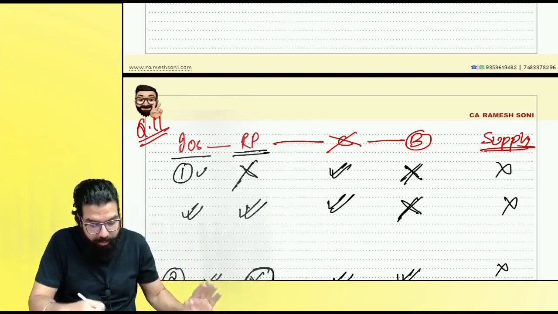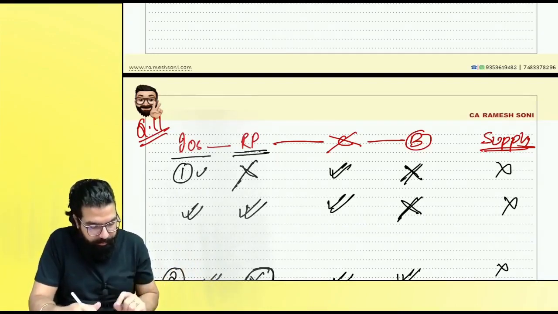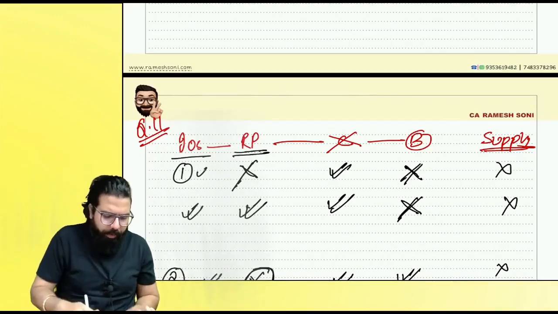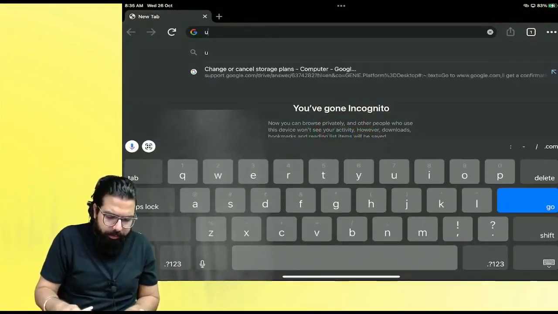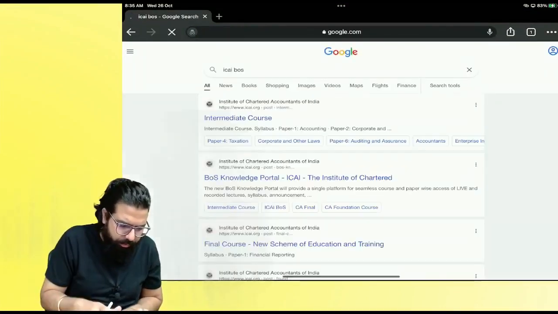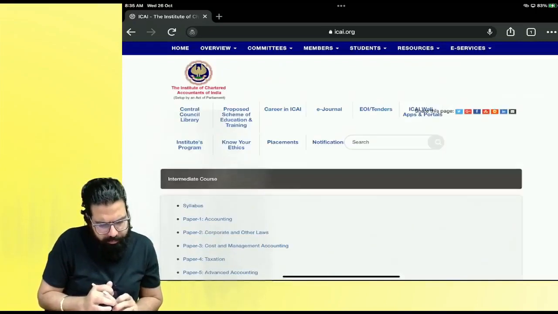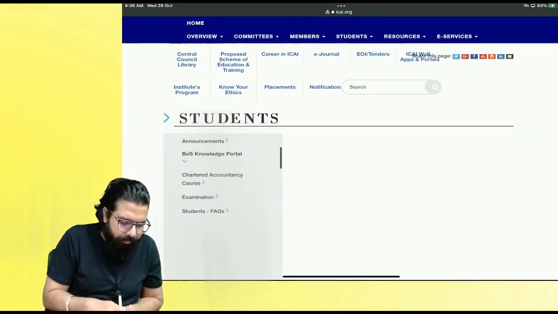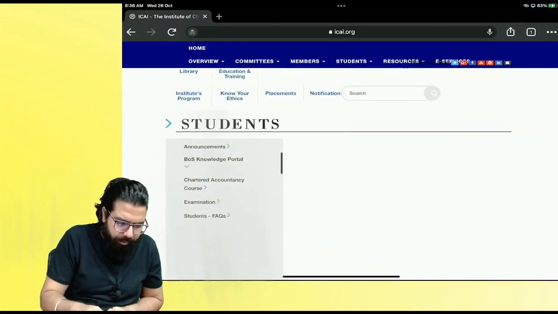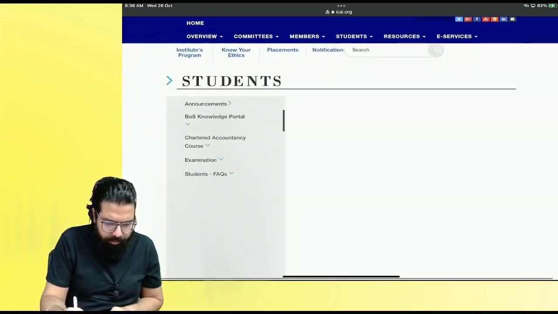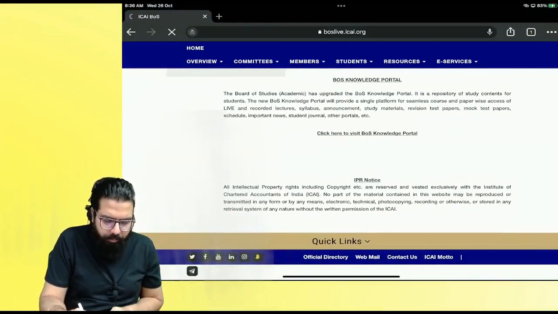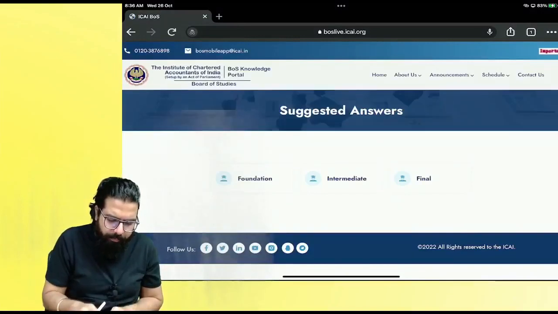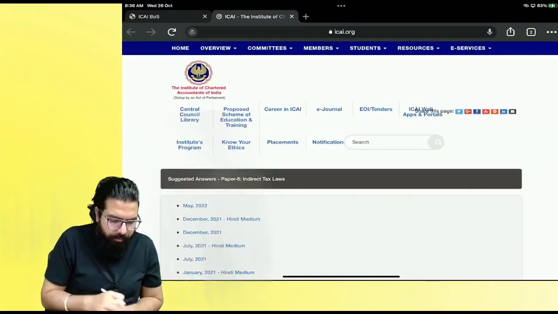For example, if I show you the last term's suggested answer, you know what they are doing. Just imagine, December 21 exam, May 22. May 22 happened, no? We download the May 22 RTP. ICAI Board of Studies. Students, Board of Studies Knowledge Portal. Visit the Board of Studies Knowledge Portal. Suggested answer, CA Final. Correct? Indirect tax laws. Click here. May 22.